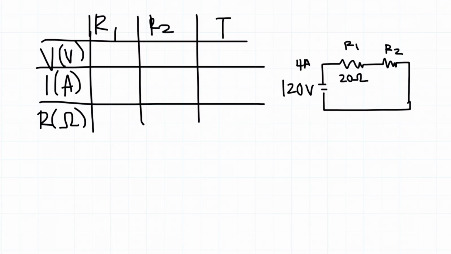Hey guys, I hope the problem went well. Let's go ahead and review. So if you look at the circuit, we know that the total voltage drop across the whole circuit is 120 volts. Let's go ahead and fill that out.